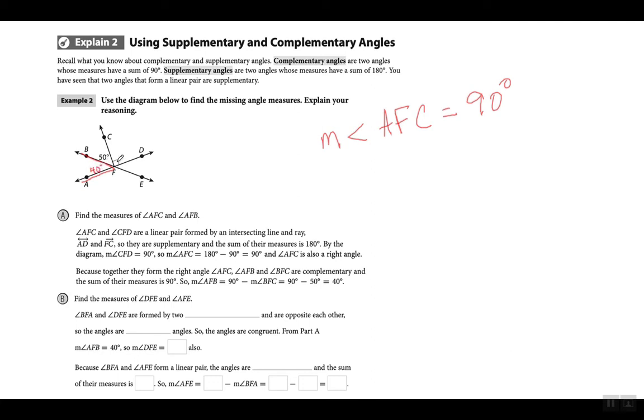See how that works? Okay, so a straight line is 180. That means this entire angle has to be 90. And this angle that's missing here has to be 40. Because if we already determined that angle AFC is 90 degrees, we already determined that this whole thing is 90 degrees.